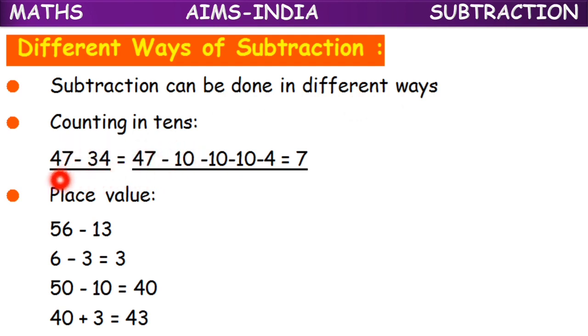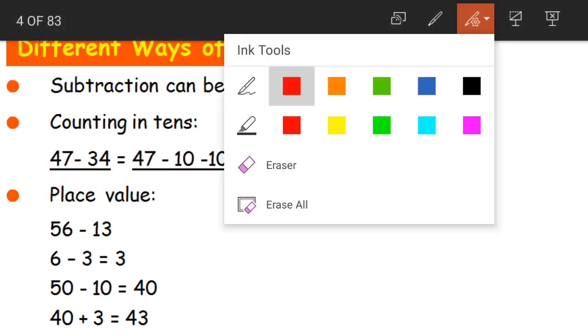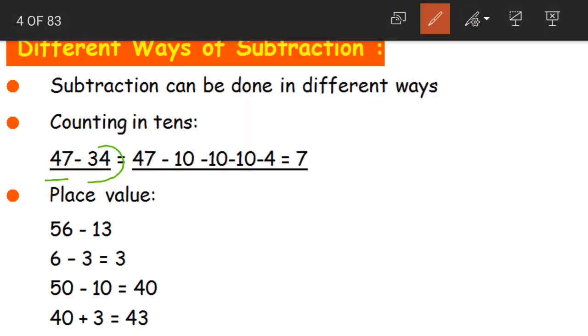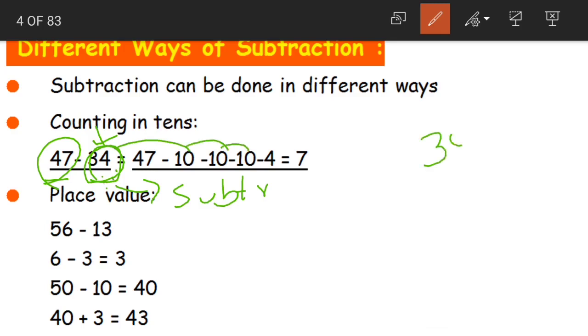Counting in tens. Now see, 47 minus 34. Now how to subtract? This is the number that we are subtracting, 34. What is this? This is the subtrahend. Now this subtrahend we can count in tens. In the number 34, 4 is in ones place and 3 is in tens place. Yes, children, the place value of 3 is 30.